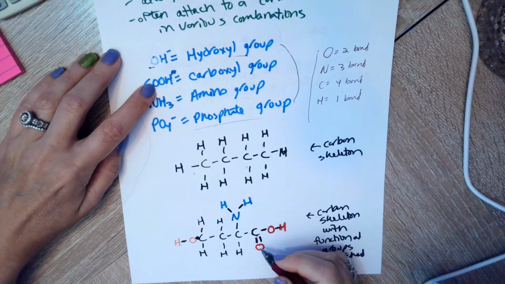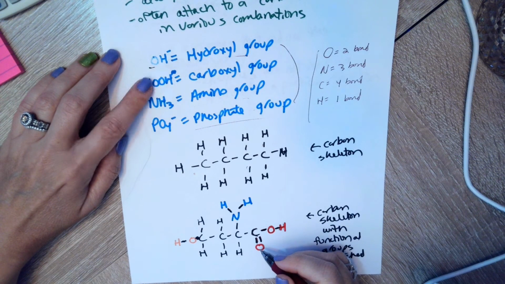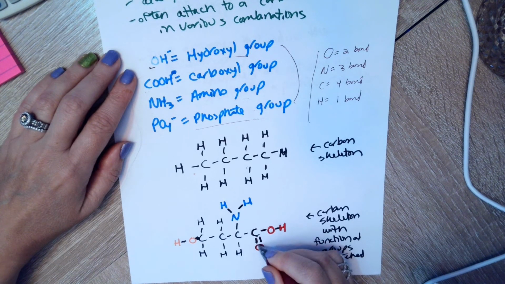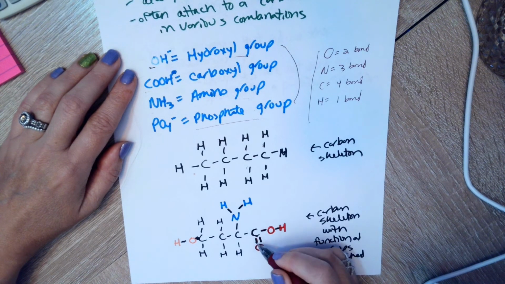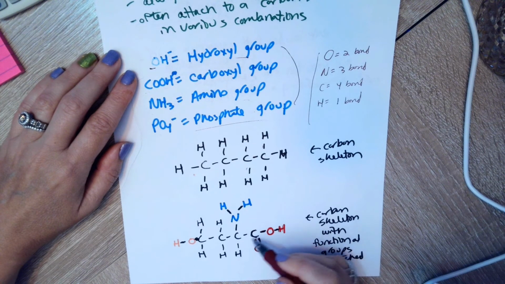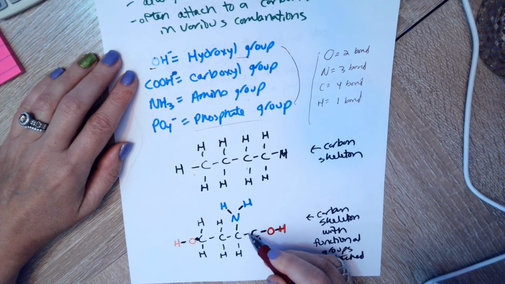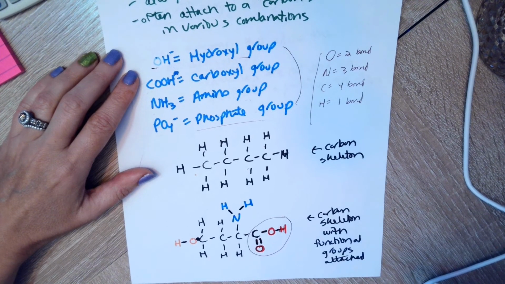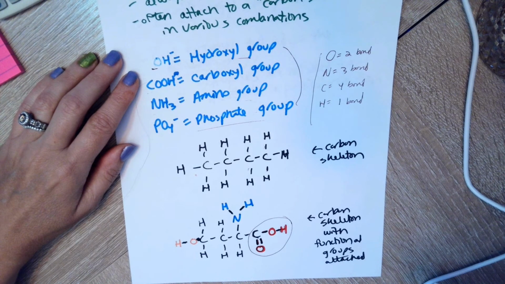We still have 1 more oxygen to put on, because COOH. So we put it here. Now this oxygen doesn't have another hydrogen on it, so it wants 2 bonds, so we give it 2 bonds. And this is okay because look at the carbon. Carbon has 1, 2, 3, 4. So this is one happy little functional group stuck to the end of our carbon skeleton.